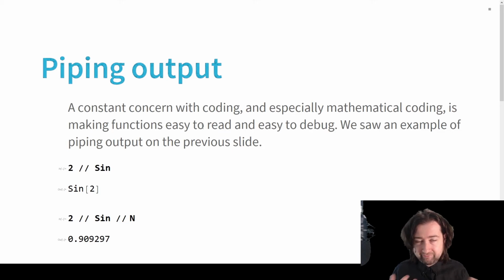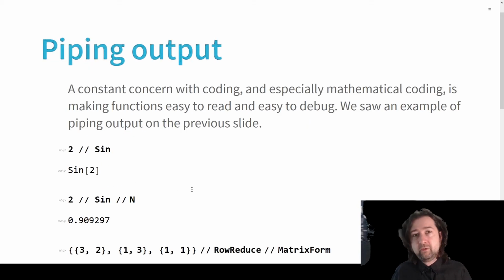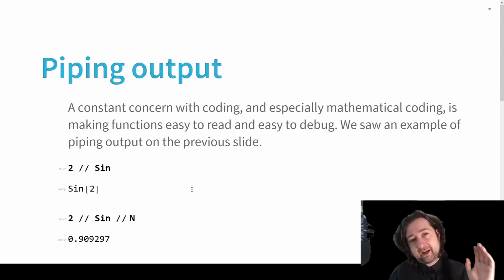It's very common to not get it right on the first try, or to be building up a line step by step. And if something goes wrong, you want to be able to identify where the error happened. And so piping output is a way of doing that. So a typical sort of pipe would be you start with an input, you apply a function to it like sine 2, and then you realize after the fact, oh, I didn't actually want the sine of 2, which is the completely accurate way of writing that. I wanted the numerical version of the sine of 2.